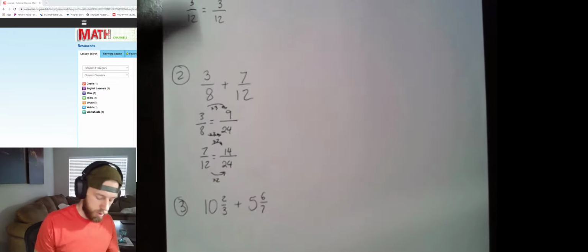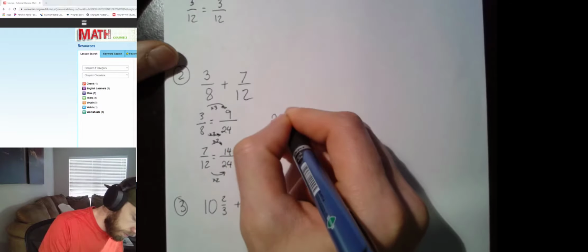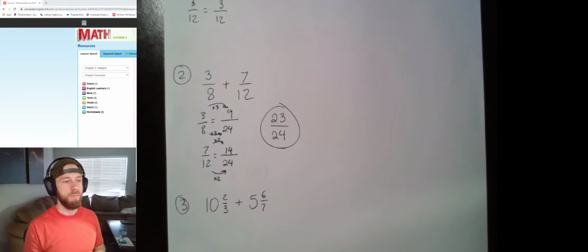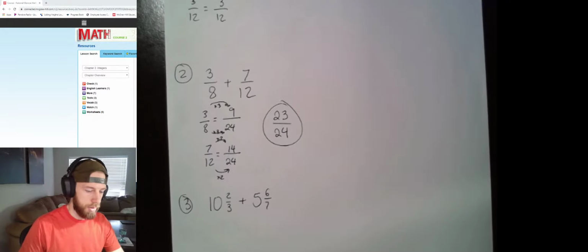Now both fractions need to change on this one. This one's times 2 to get to 24, so we did the same thing to the numerator. And 7/12 and 14/24 are equivalent. Down here we need to multiply this by 3 to get to 24, so we do the same thing to the numerator. And 3/8 and 9/24 are both equivalent. Now, you can add these together. 9/24 and 14/24. 14 plus 9 is 23, over 24. So the answer is 23/24. That is in simplest form. Next, number 3.